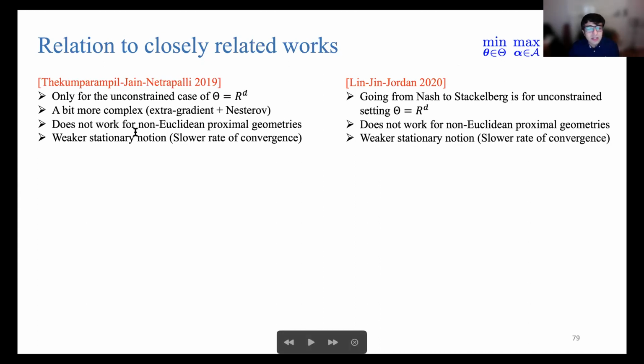And it works also in the constrained case. Our algorithm can also be extended to non-Euclidean proximal geometries. And at the end of the day, it is also a weaker stationarity notion. We showed in our paper that the stationarity notion used in this work and also in Lin, Jin, Jordan 2020 are weaker stationarity notions. So if you convert to this, it is a slower rate of convergence. They are working in the unconstrained case, while we are working in the constrained setting as well as non-Euclidean proximal geometries.